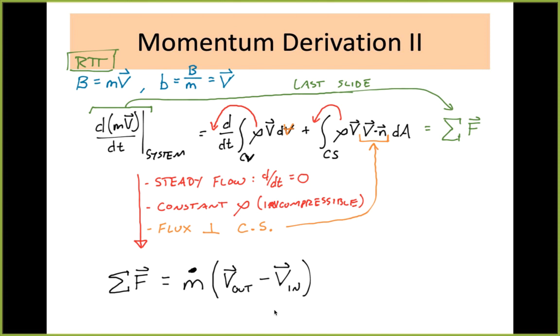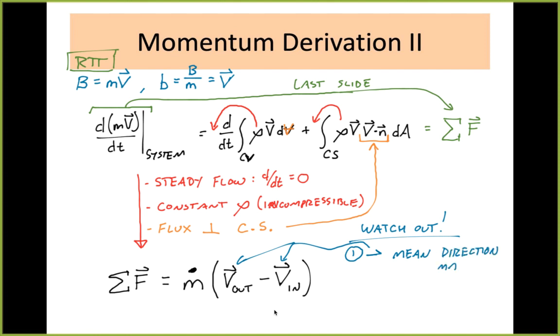All right, what are the things that people screw up on momentum? This is important, right? Because we don't want to screw up. So let's make the watch out list. All right. So, thing number 1 to watch out for. These little arrows over the top mean direction matters.